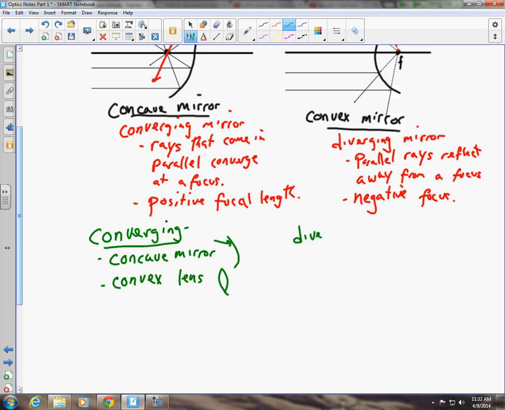And then for diverging, that is for a convex mirror, meaning going out towards the light ray, or a concave lens. Like that. So convex mirrors act like concave lenses. And one thing we learned, okay, is that for a diverging lens, they always make small and right side up images. That's going to be true for a convex mirror as well.